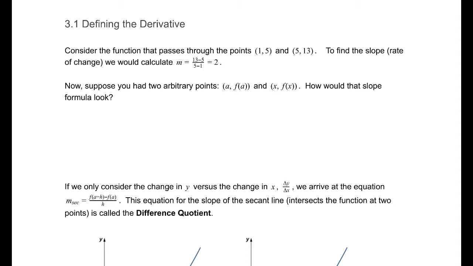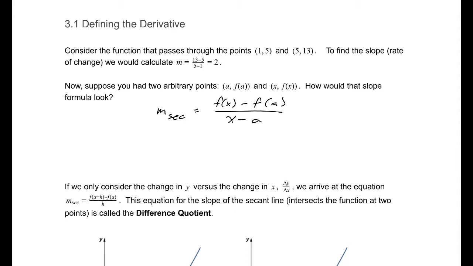So let's follow through that same process. What if we had an arbitrary set of points? What if we had the points (a, f(a)) and (x, f(x))? Well, that slope, which we're going to call the slope of the secant line, would be f(x) minus f(a) divided by x minus a.